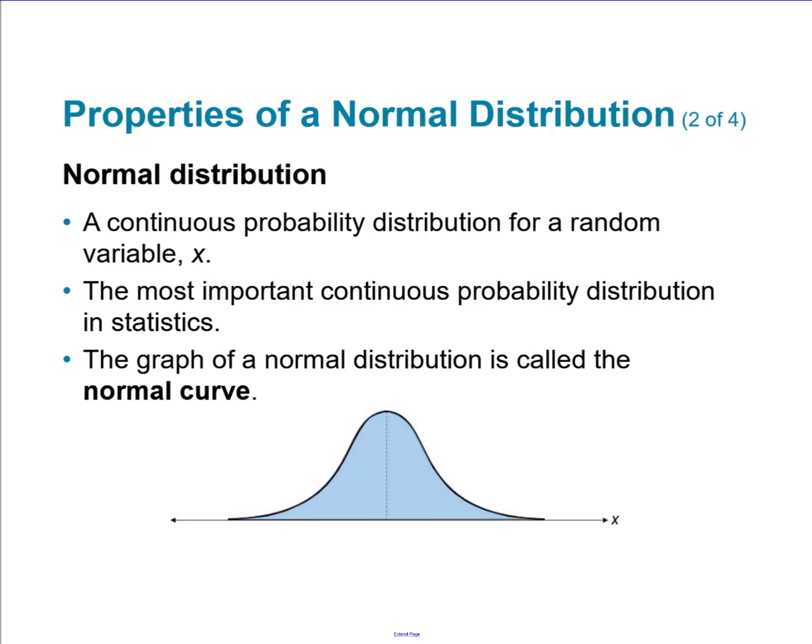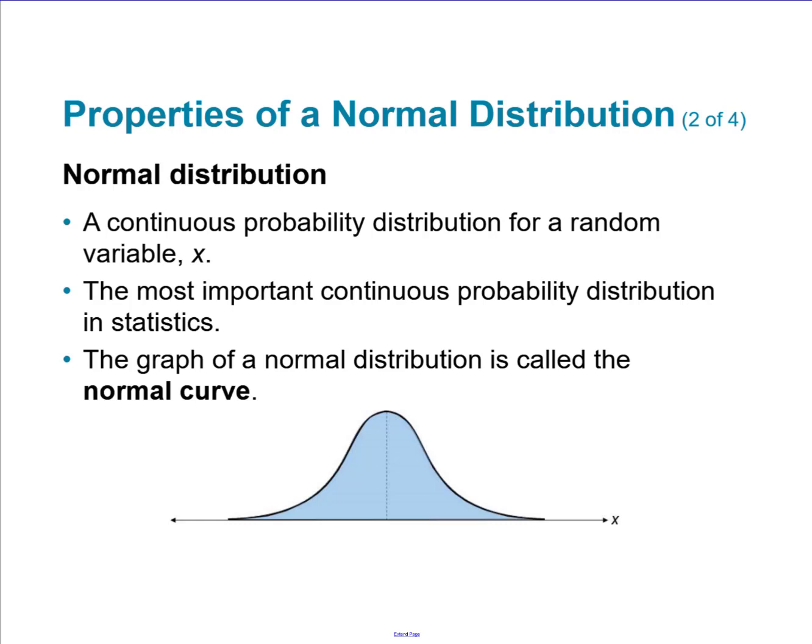And again, it's the most important continuous probability distribution in statistics because so much stuff in the real world is normally distributed. Most everything you can think of is more than likely going to be normally distributed in some way. So for example, heights of people are normally distributed. Shoe sizes are normally distributed. Length of fish are normally distributed. So almost anything you can think of is probably going to be normally distributed. So it is the most important continuous probability distribution in the field of statistics that we're going to study.